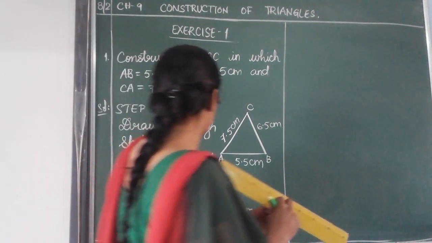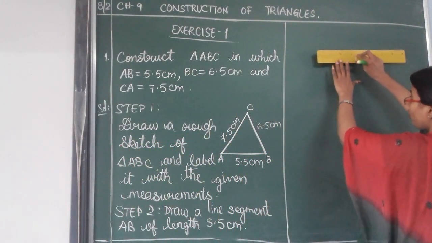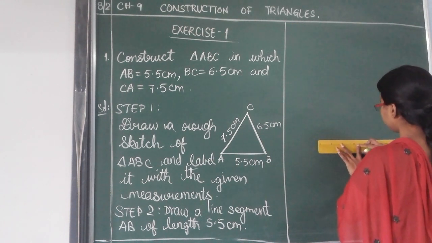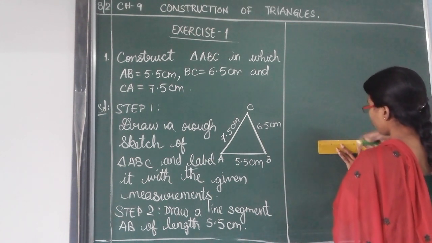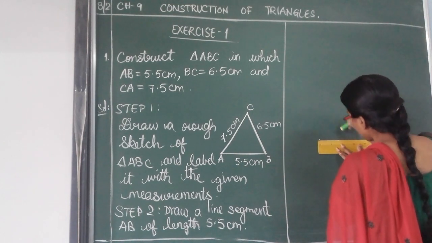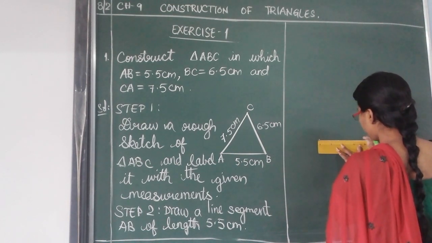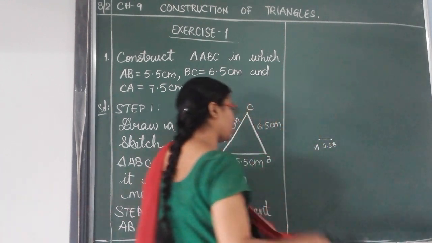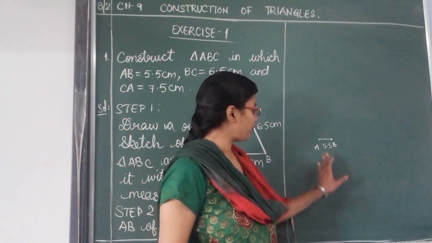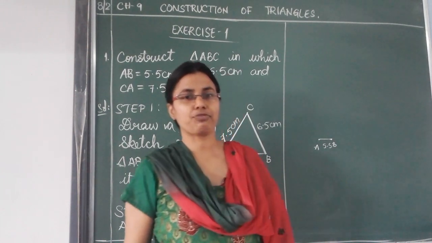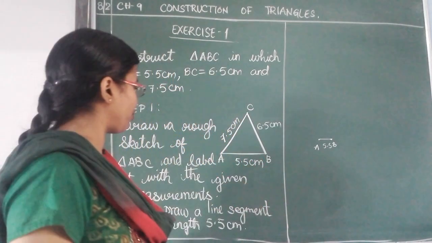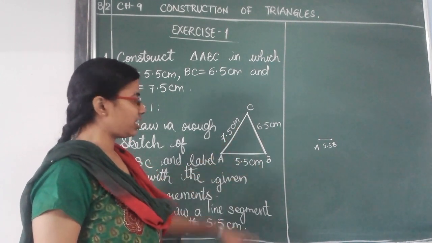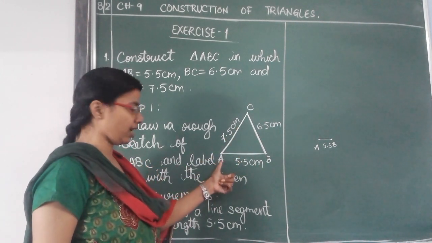So the second step what we are going to do is draw a line segment from 0 to 5.5 and this is 5.5. Okay, 5.5 centimeters AB I have drawn. Now let us see what we have to do. Now 7.5 centimeters is from A.